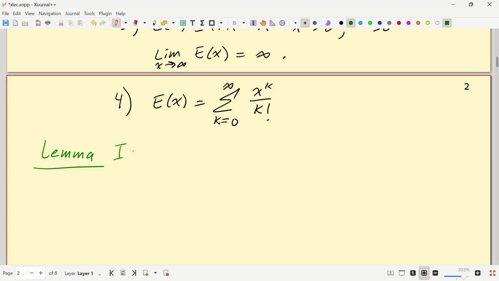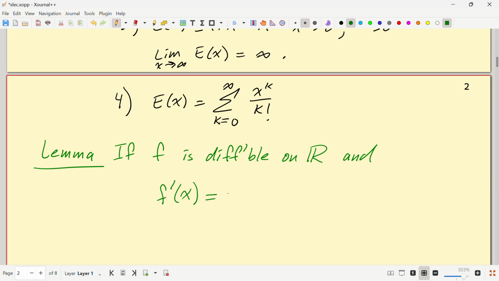If f is differentiable on R, and f prime of x is equal to k times f of x for all x.